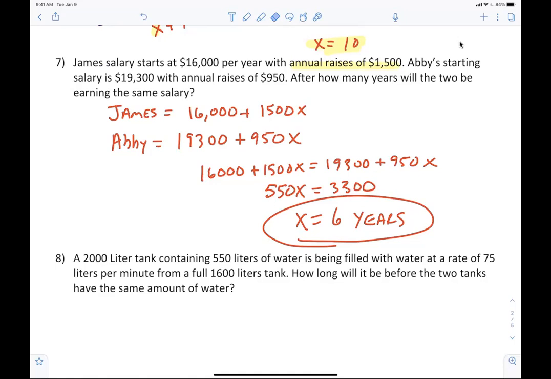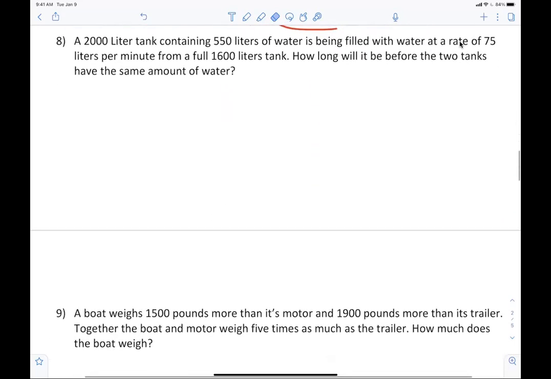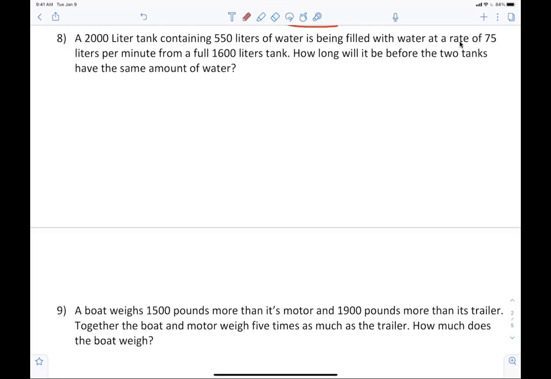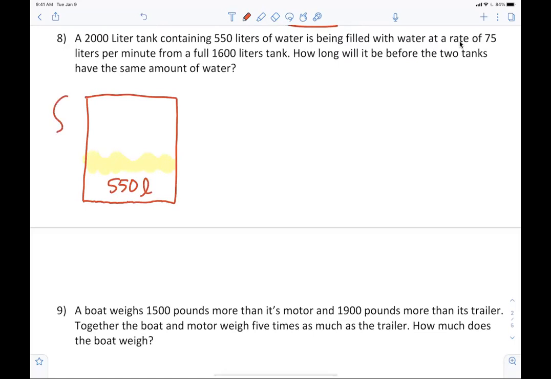Okie doke. Number 8, definitely challenging. All right, everybody needs to look at this one. Hopefully you understand what I mean. It gets harder. A 2,000 liter tank contains 550 liters of water. So I'm making myself a tank. Is the tank full? Nope, it's not full. So in here is my water. And how much water is in here? 550 liters, but it holds how much? It holds 2,000 liters.